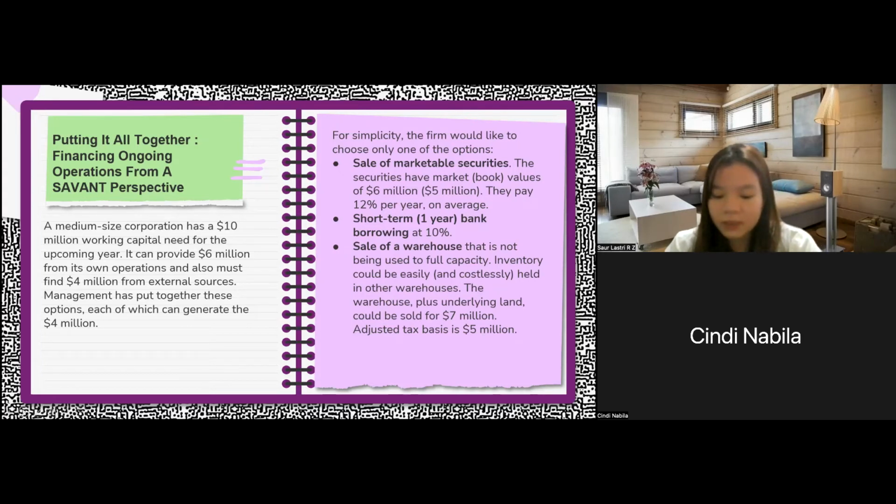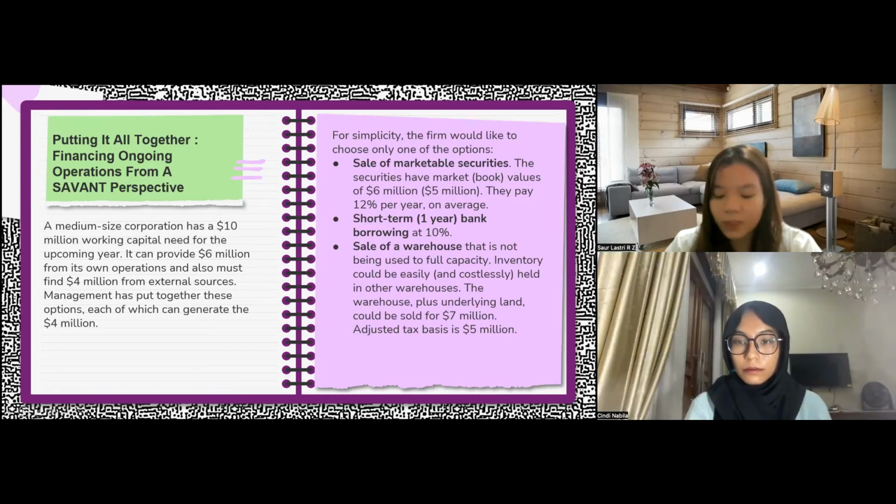The first option is sale of marketable securities, where the securities have a market book value of $6 million and pay 12% per year on average. The second option is short-term or 1-year bank borrowing at 10%. The third option is sale of a warehouse that is not being used to full capacity, and inventory could be easily and costlessly held in another warehouse. The warehouse plus underlying land could be sold for $7 million, and the adjusted tax basis is $5 million.